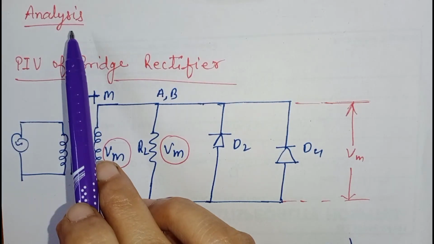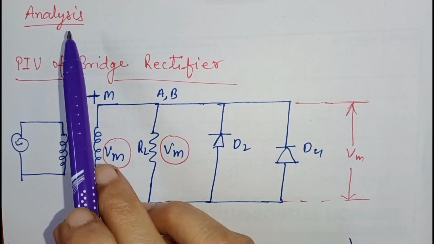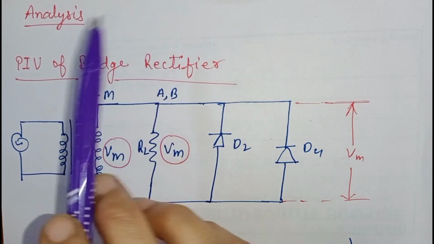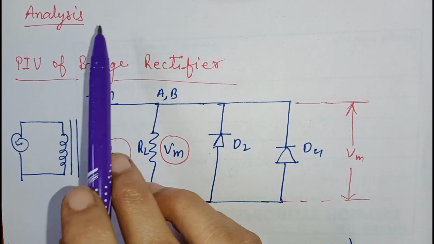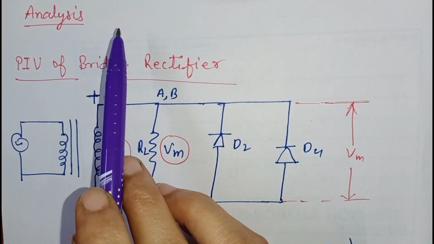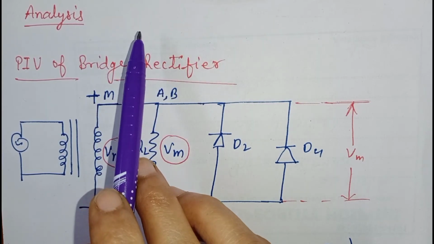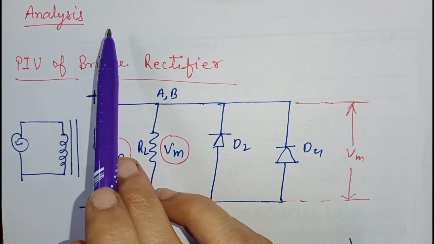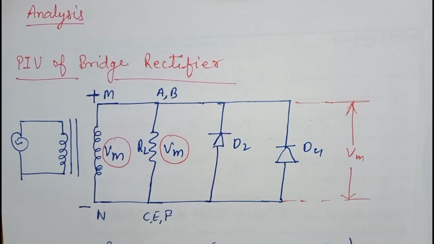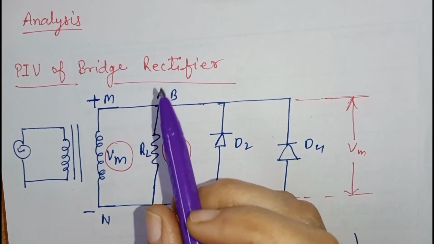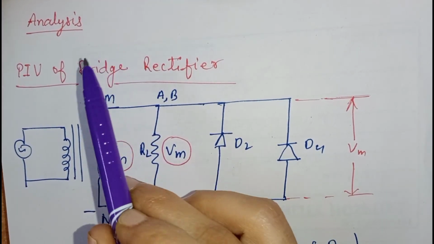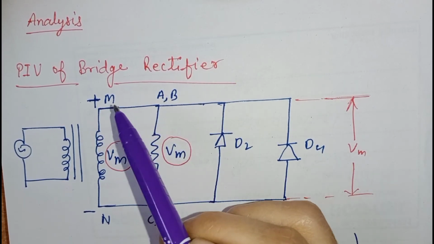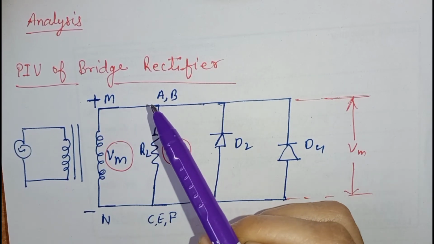The analysis of the full wave bridge rectifier is the same as that of a center tap full wave rectifier. So we can see expressions for DC current, DC voltage, RMS current, RMS voltage and voltage regulation etc. by watching the video for center tap rectifier. The values of all the parameters are the same for both the full wave rectifiers, whether it is a bridge rectifier or a center tap rectifier.